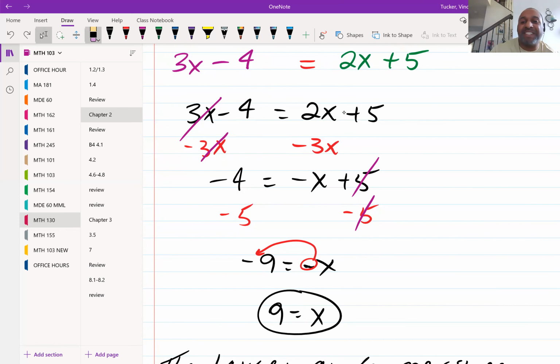Everybody good before we go to this next one? I think this is the last one. Yep, last one in this section. Okay. So let's knock this out. And then we'll talk about how we're going to move from there.